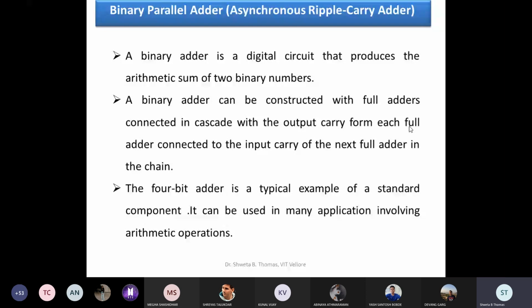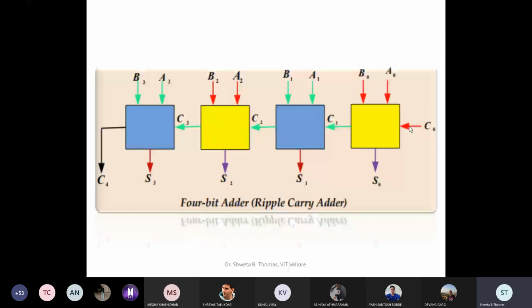In the case of the binary parallel adder, the binary adder can be constructed with full adders connected in cascade, with the output carry from each full adder connected to the input carry of the next full adder in the chain. The 4-bit adder is a typical example of a standard component. It can be used in many applications involving arithmetic operations. So in the exam, if I give a question, most probably the 4-bit binary parallel adder will be there. We will see the logic with the help of this diagram.